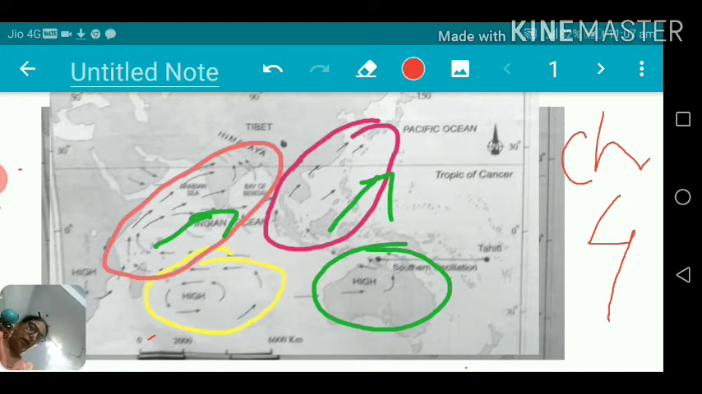But today we are going to study the mechanism of the monsoon, that is, how the climate changes in the monsoon over different spans of time. First, I would like to tell you about the mechanism of weather in the winter season.